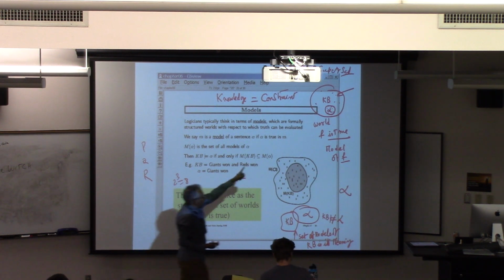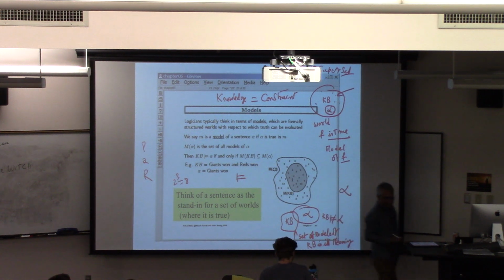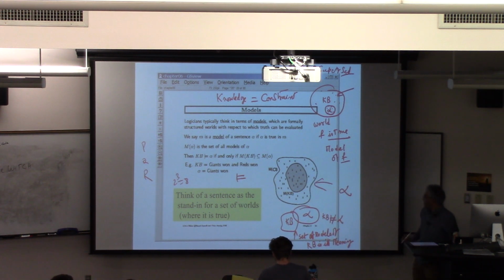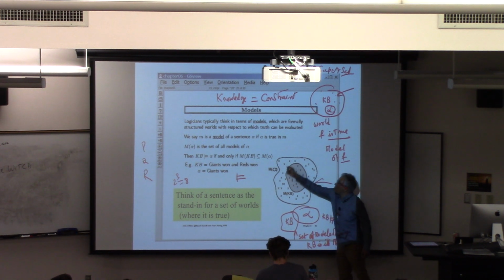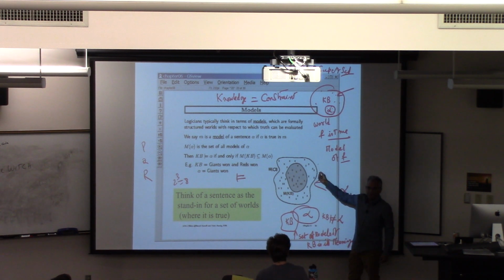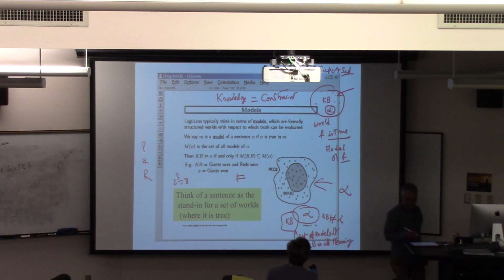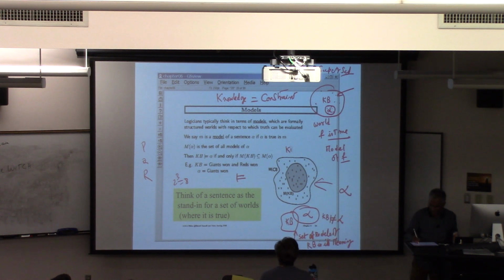Many people fall for this. In general, this is actually staring at you. This is the correct answer, right? This is the models of KB, and this is the models of alpha. In this case, you can say KB entails alpha. You guys got this? It's extremely simple.